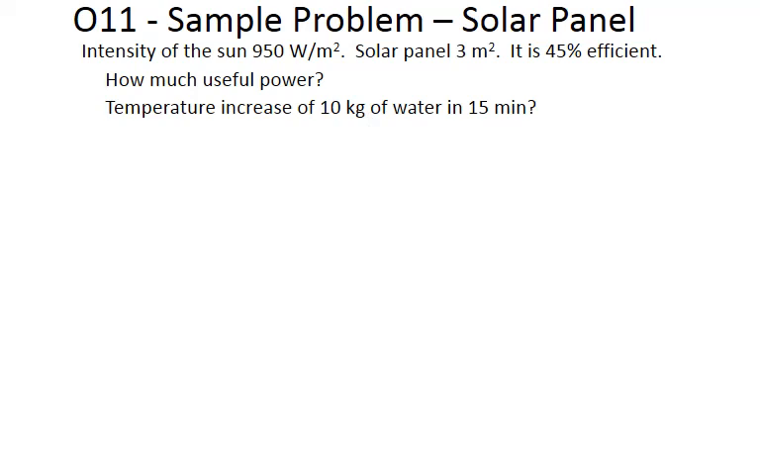All right, so this is problem 11, and we have the intensity of the sun, and this one is 950. We have a solar panel that's 3 meters squared. It's 45% efficient. First, I want you to calculate the useful power, and then next, if you had 15 minutes and you had 10 kilograms of water in there, how much would the temperature increase? So go ahead and pause the clip and give this a try, and then when you're ready to check, you can hit play to continue.